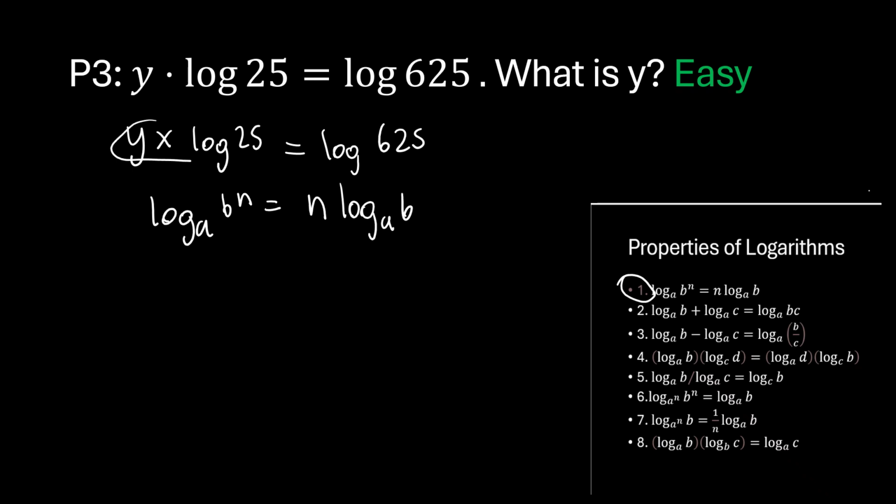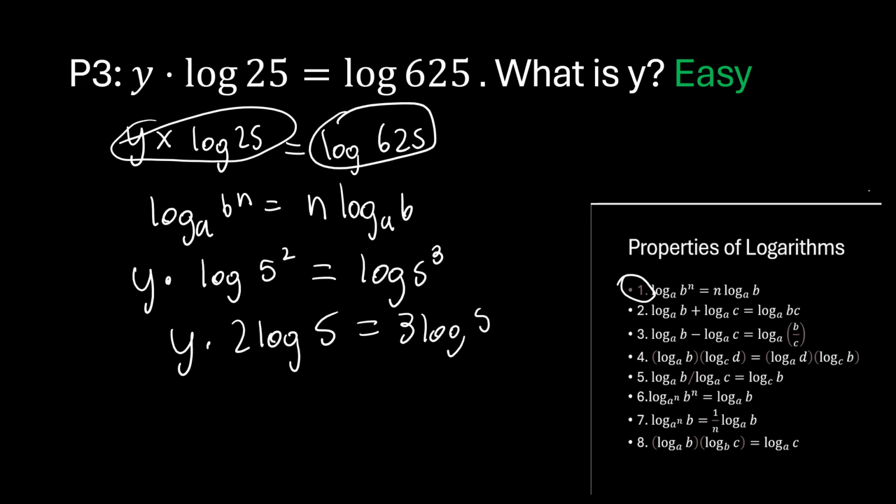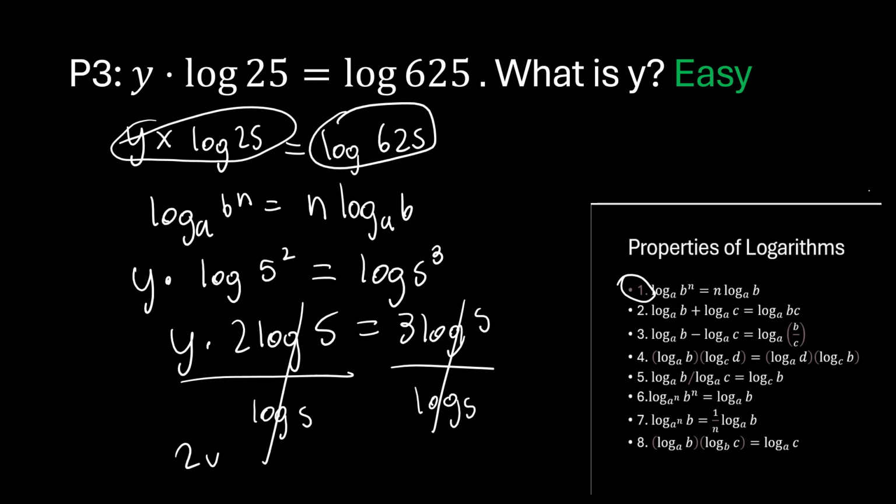So this can be rewritten as y times log of 5 squared, and this can be rewritten as log of 5 cubed. Now using property 1, we can get y times 2 log of 5 equals 3 log of 5. Now if we get rid of the log of 5 by dividing on both sides, we'll have y by itself. So we have 2y is equal to 3, and then dividing by 2 on both sides, we get y is equal to 3/2. And this is the answer to problem 3.